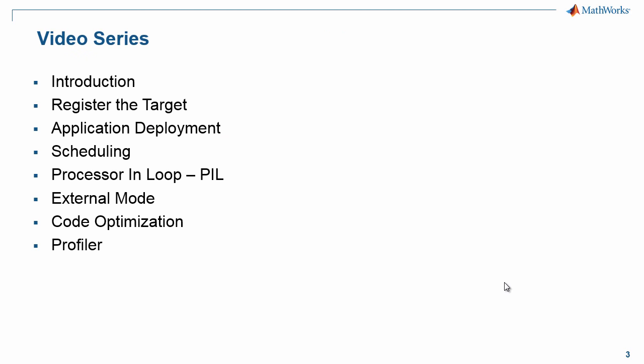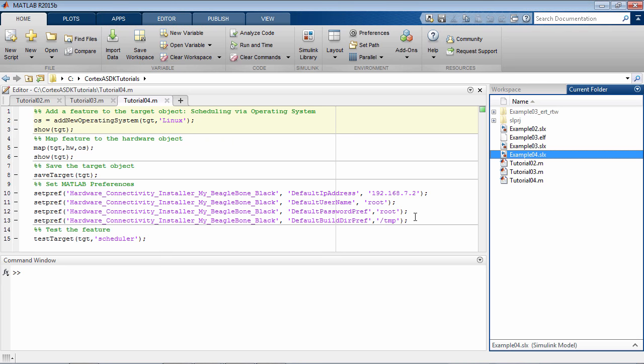So far we've covered an introduction, we have registered the target, and we have added the application deployment feature to it. In the last tutorial, we created an executable file from a Simulink model. In this tutorial, we will add the scheduling feature that will allow us to run the generated code on hardware target. So let's get started.